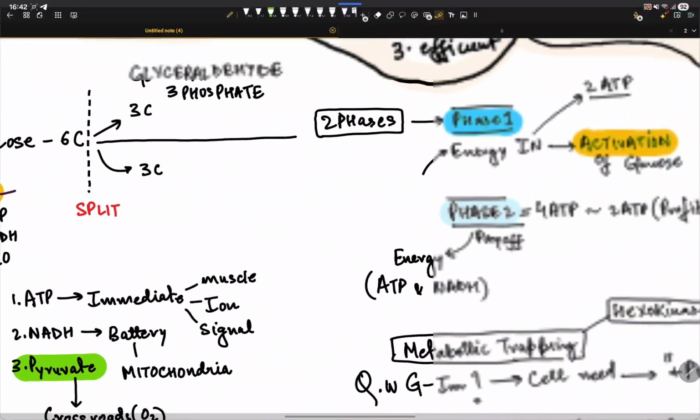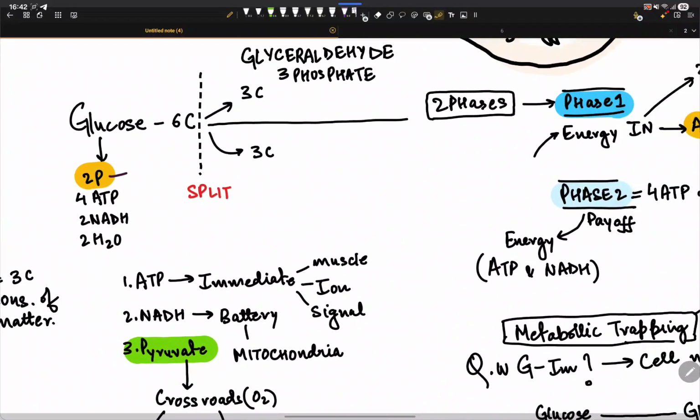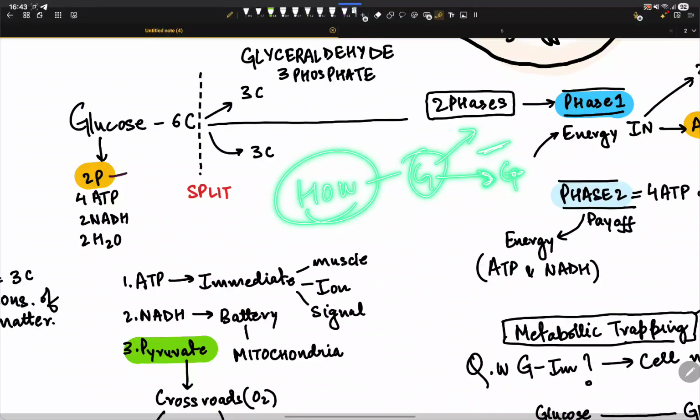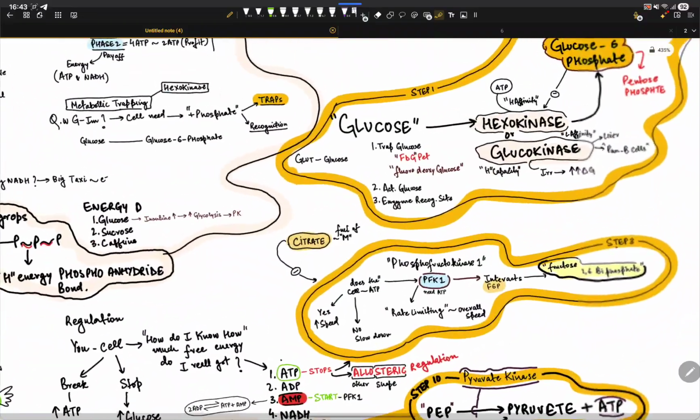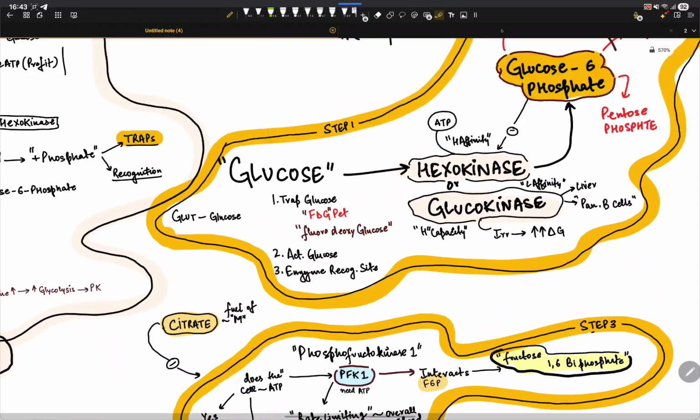So the question is, how would the glucose know whether it should go into glycolysis or into the process that we're going to study, called glycogen synthesis? How would you know that? It really depends upon the availability of oxygen. But when the oxygen should be available is another question. The answer to that is in step number one.